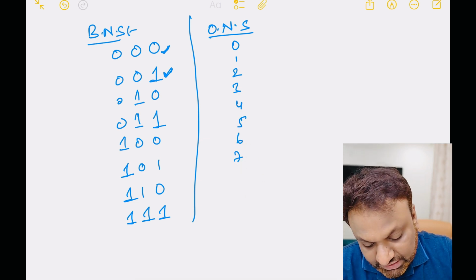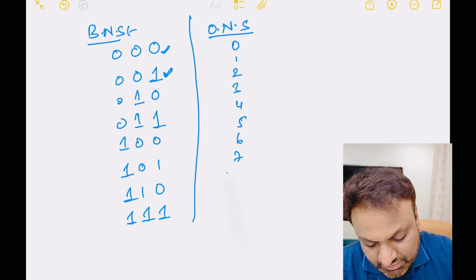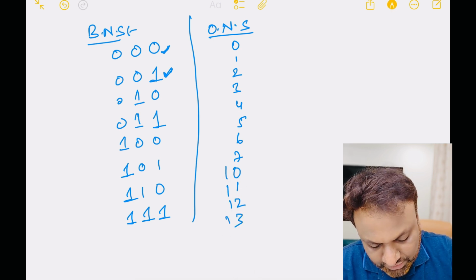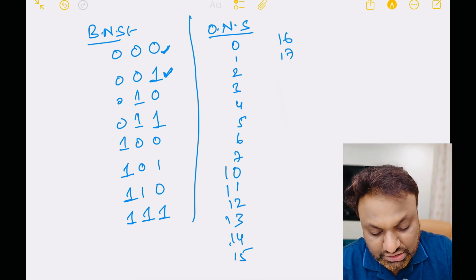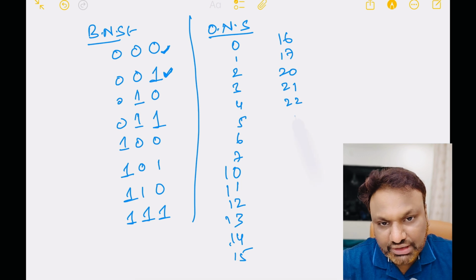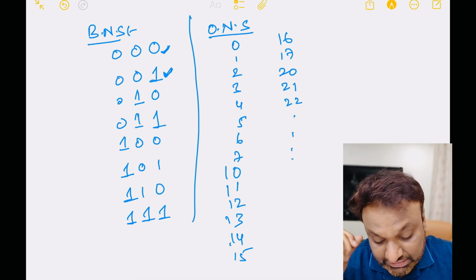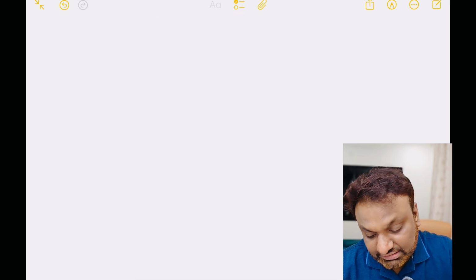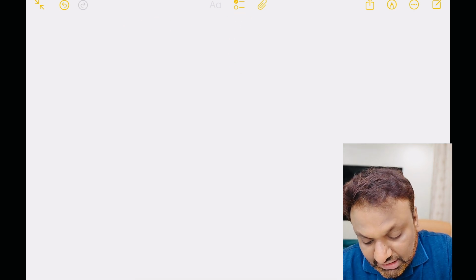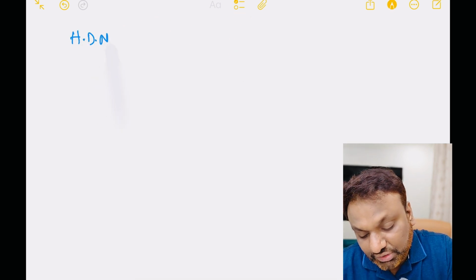If I wanted to write the next number, what will it be? It will be 10, 11, 12, 13, 14, 15, 16, 17, then 20, 21, 22 and so on. This is how the numbers are formed in the octal number system. Similarly, I can have the hexadecimal number system, right? What are my numbers?